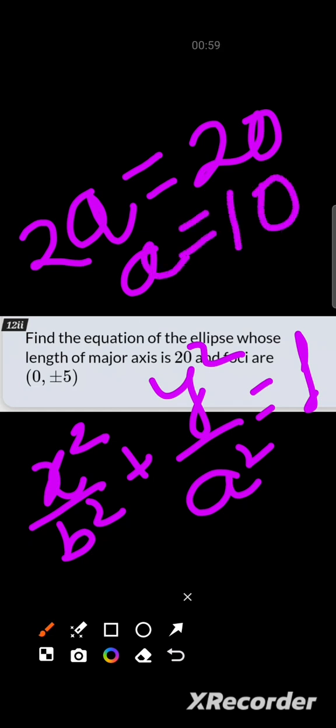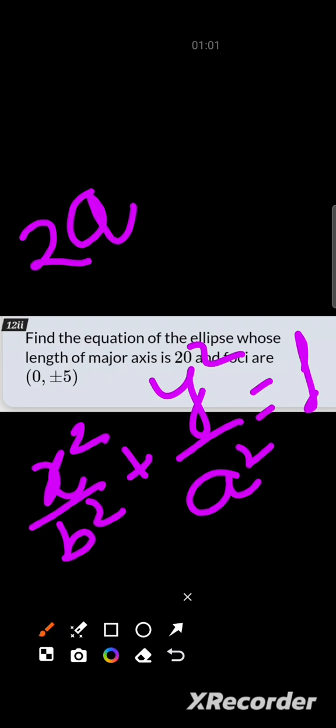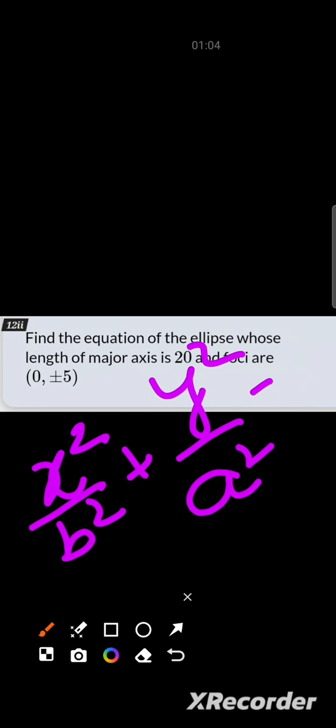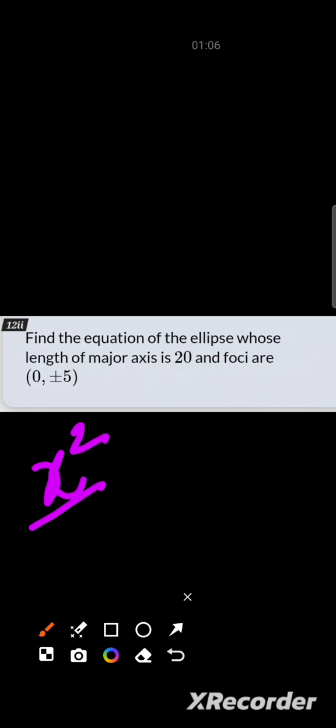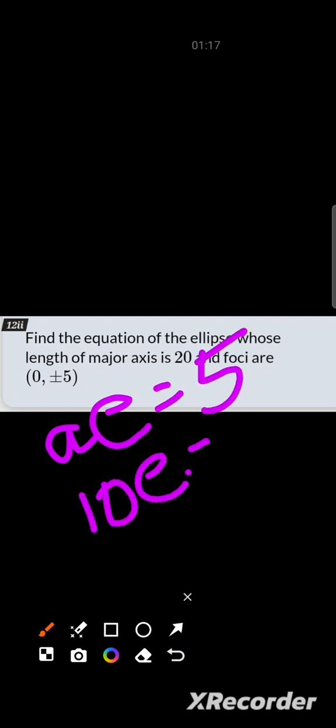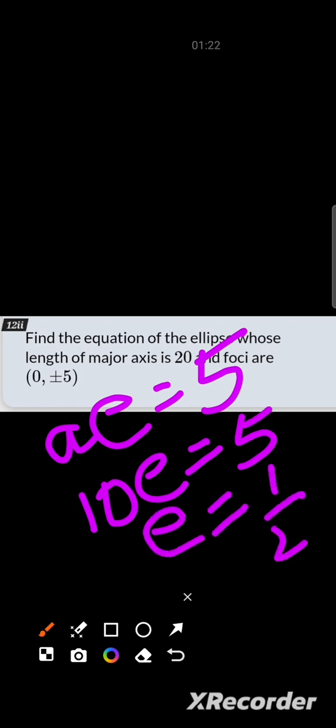Now the coordinates of the foci are at 0 plus minus ae. So as we have done for the last few sums, we will be proceeding in the same manner, that the ae value is 5, where the a value has come to 10, so e is coming to half. Alright. Now we have to utilize this. By using this one, we will find out the value of b.